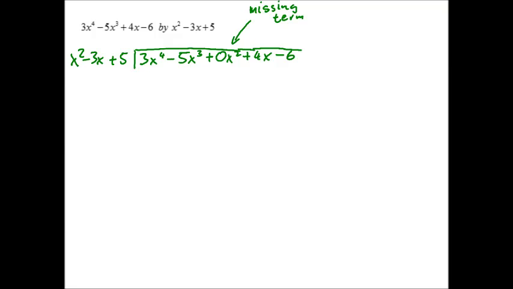Okay, then let's look at 3x to the fourth power, and 3x to the fourth power divided by x squared leaves us with 3x squared. Multiplying that back by the 3 terms of our divisor, we get 3x to the fourth power minus 9x cubed plus 15x squared. See, now we have an x squared term. That's why we needed that missing term. And all this gets subtracted.